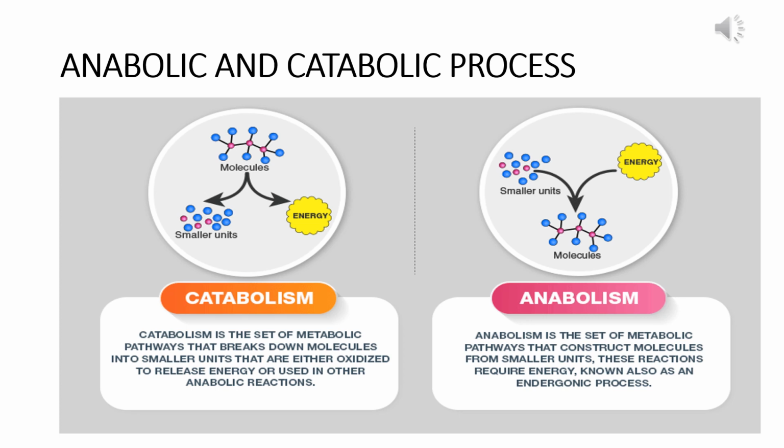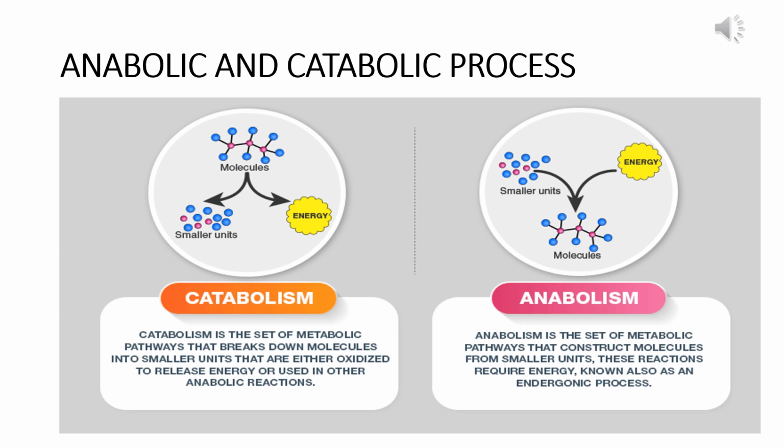So anabolism is the set of metabolic pathways or chemical reactions that construct molecules from smaller units. These reactions require energy, that is they consume energy, and they are also known as endergonic processes because energy is consumed. In contrast, catabolism is a breakdown process. Nothing is being synthesized or produced, but whatever is there is being broken down into smaller substances. So there was a molecule, and the molecule has been broken down into smaller units of its components.